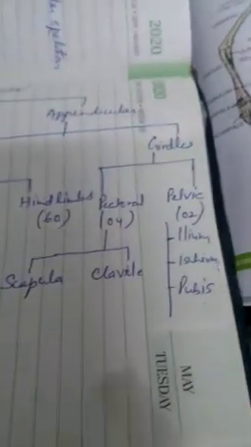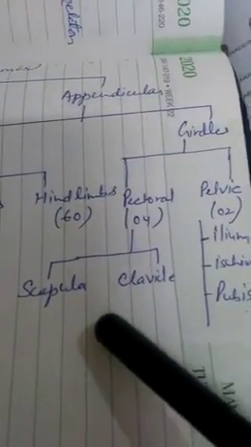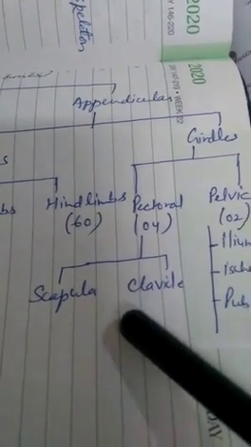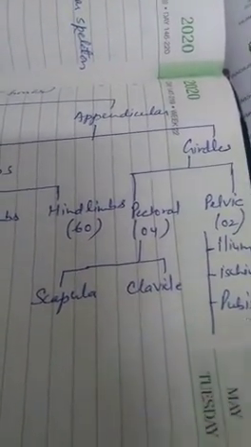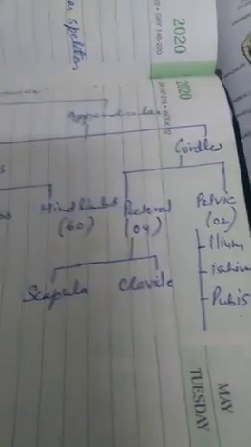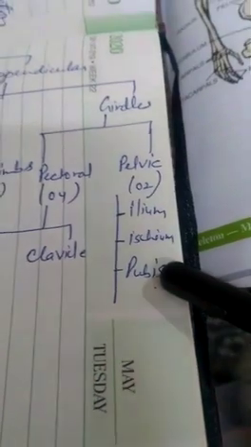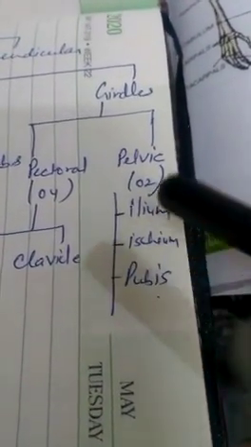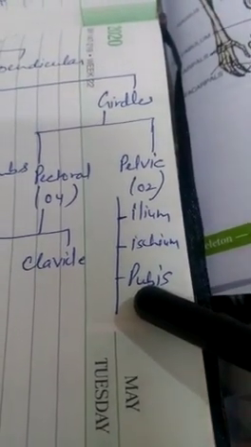Now in this pectoral girdle there is 1 cavity which is called glenoid cavity. In this glenoid cavity, head of humerus fits and forms a ball and socket joint. There is one cavity in pelvic girdle also, that is called acetabulum. In acetabulum, head of femur fits and forms a ball and socket joint.